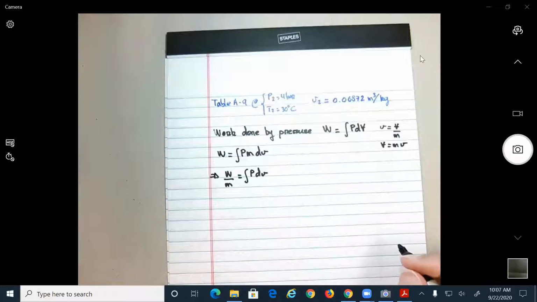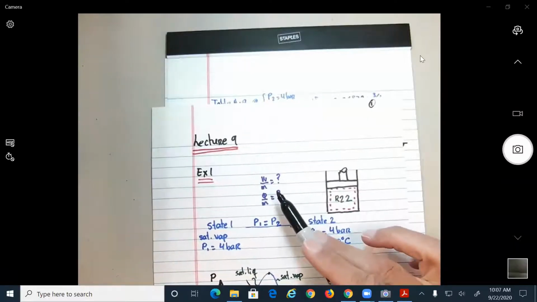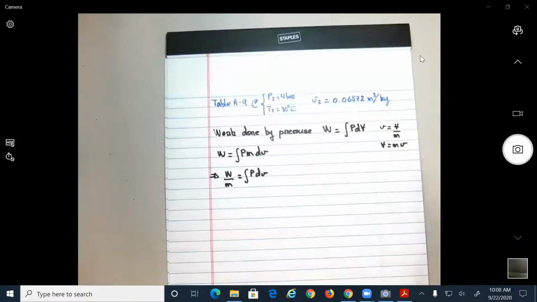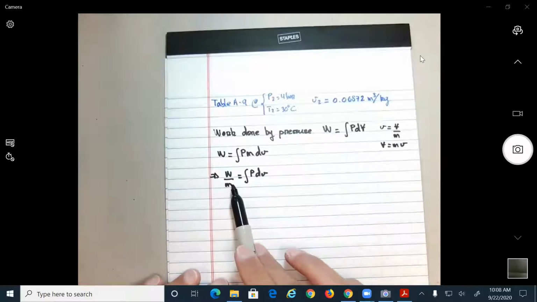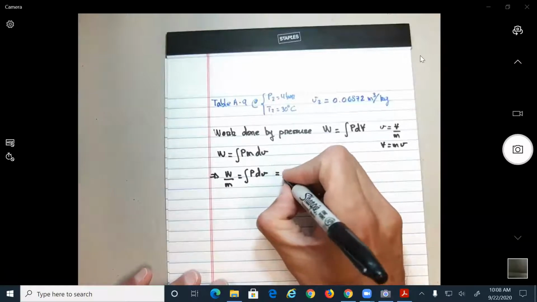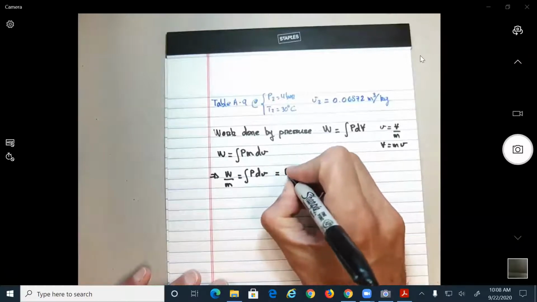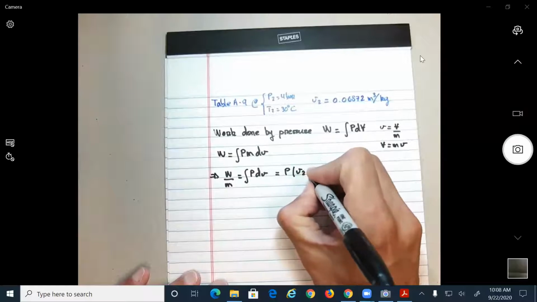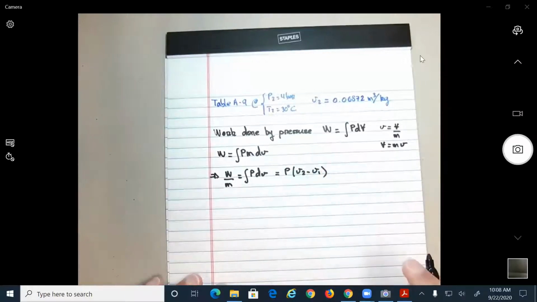Because in this problem, what we need to find is the work per unit mass, okay? And that is what happens in most cases. 90% of the cases, if not 99, they always ask you to find per unit mass. So if this is a constant pressure process, what does that mean? This would be equal to P times V2 minus V1.